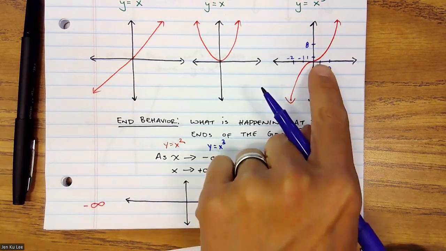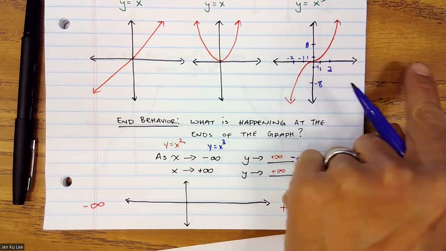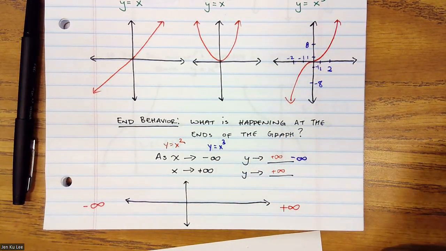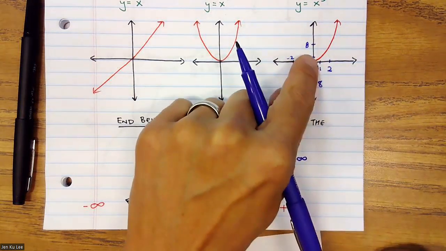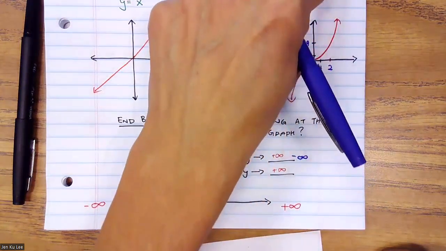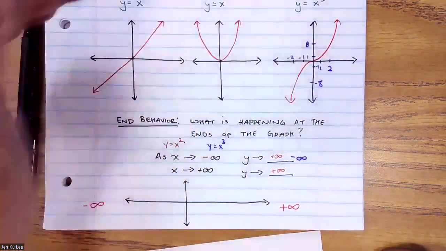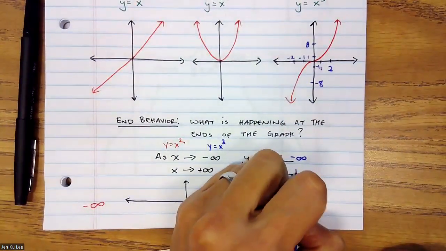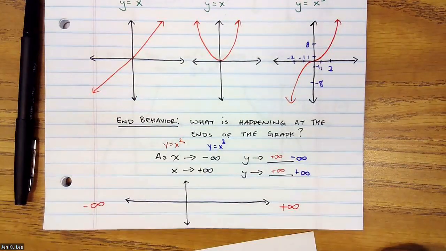As x approaches positive infinity, where I'm all the way over here towards the end of my screen, this graph will go up and up and up, right? So it approaches positive infinity, okay?